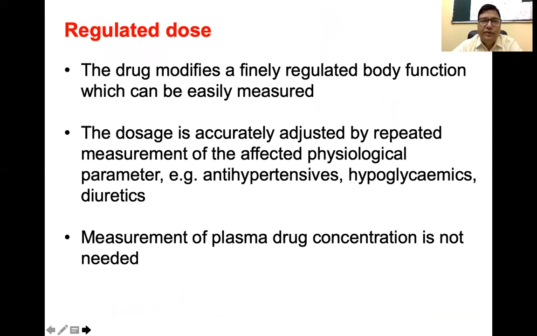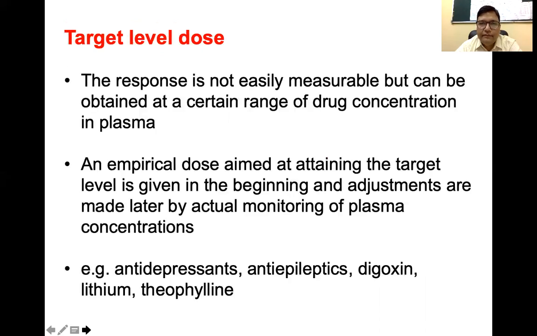Regulated dose is used for drugs which modify finely regulated body functions, which can be easily measured, such as antihypertensives, hypoglycemics or diuretics. The dosage is accurately adjusted by repeated measurement of the affected physiological parameter, and measurement of plasma drug concentration is not needed. So, by simply measuring the blood pressure, we can change the dose of the antihypertensives.